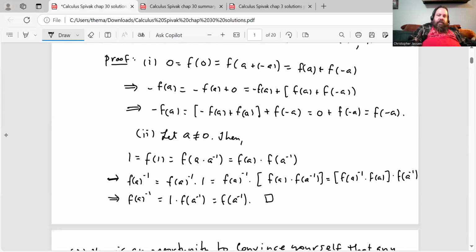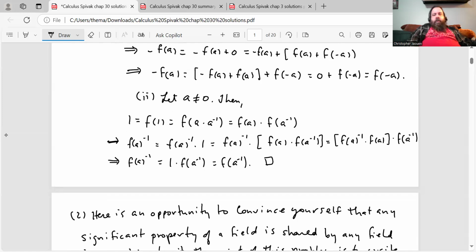Okay, and then second property, let a not 0, then 1 equals f of 1 equals f of a times a inverse, which is equal to f of a times f of a inverse. Again, that's just a homomorphism property. Implies f of a inverse, which is equal to f of a inverse times 1. That's a field property, which is equal to f of a inverse times, in parentheses, f of a times f of a inverse, equals, again, associativity here, f of a inverse times f of a, times f of a inverse, implies f of a inverse equals 1 times f of a inverse, which is f of a inverse. Again, field property. So that shows what we wanted.